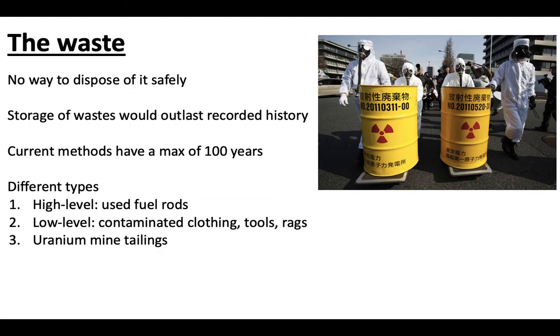There are 3 different types of waste. There's high-level waste, which are used fuel rods, low-level waste, which are things like contaminated gloves and clothing and tools, and then there are mine tailings from uranium mines, which can have radioactive waste like dust particles and stuff. There are about 90,000 tons of high-level waste in the United States. That's a lot of waste.